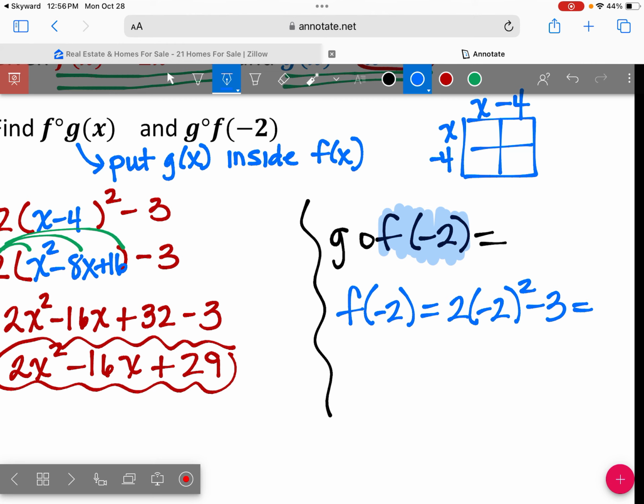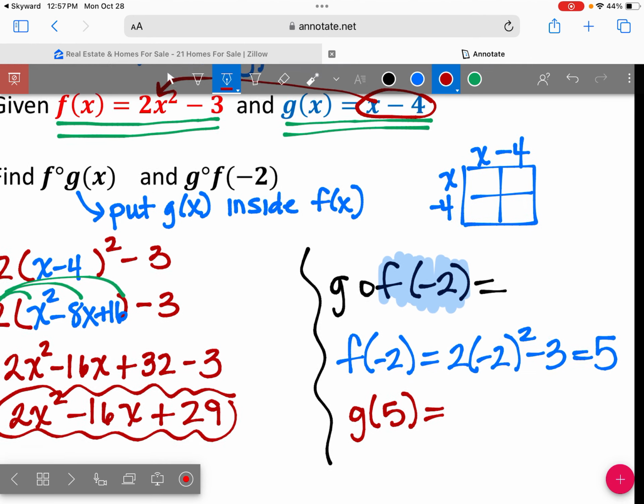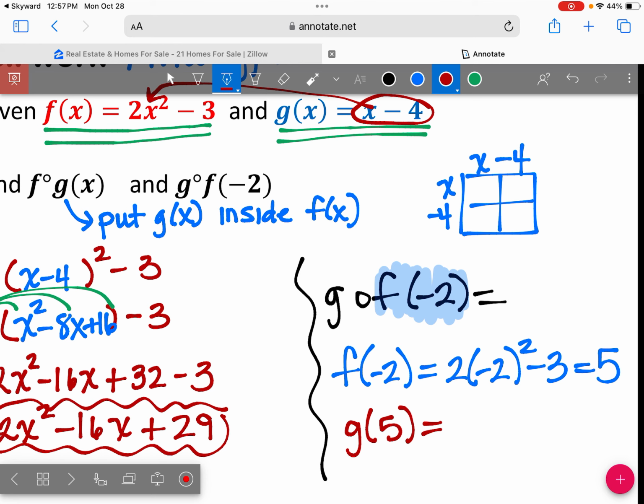What is 2 times negative 2 squared minus 3? 5. Who got 5? All right, so now that we have the 5, what are we going to do with that 5? Put it where? Into the g of x function. So now you need to find g of 5. Now remember, your g function is just x minus 4. So that would just be 5 minus 4.